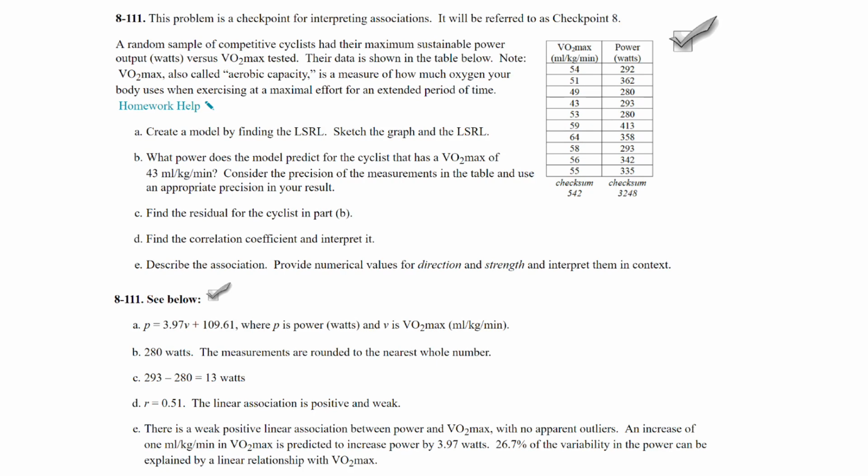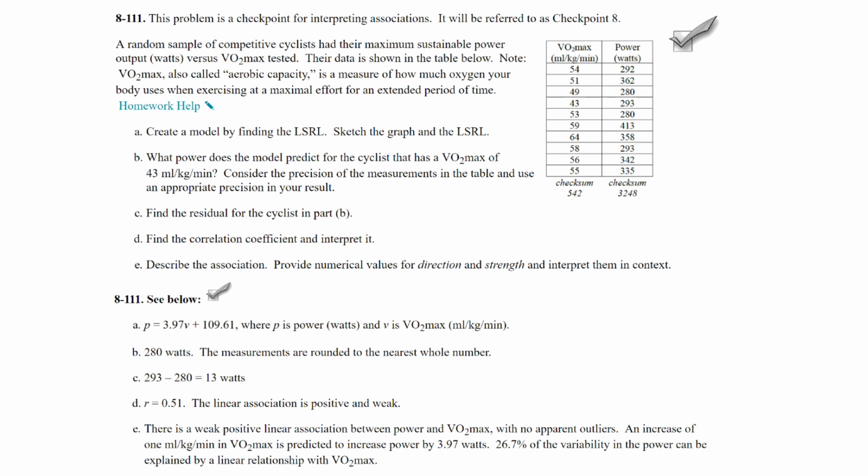Question 111. This problem is a checkpoint for interpreting associations. It will be referred to as checkpoint 8. A random sample of competitive cyclists had their maximum sustained power output, watts, versus VO2 max tested. And the VO2 max represents the maximum oxygen uptake. Their data is shown in the table below. Note, VO2 max is also called aerobic capacity. It is a measure of how much oxygen your body uses when exercising at a maximum effort for an extended period of time. Part A, create a model to find the LSRL, sketch the graph, and the LSRL.